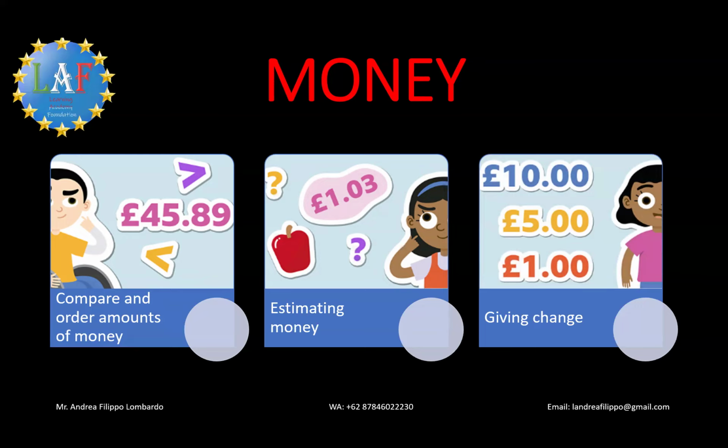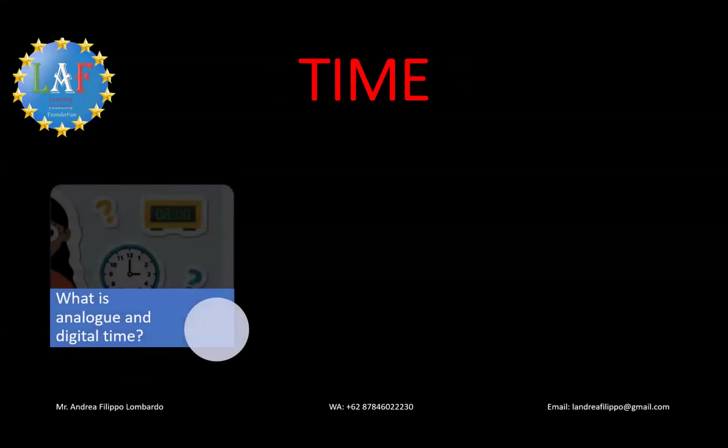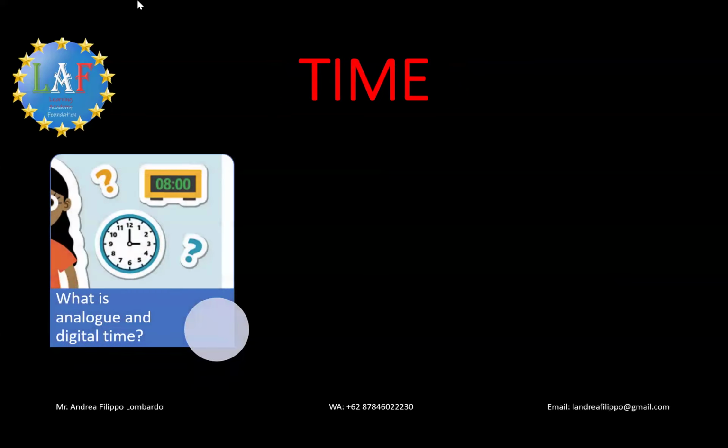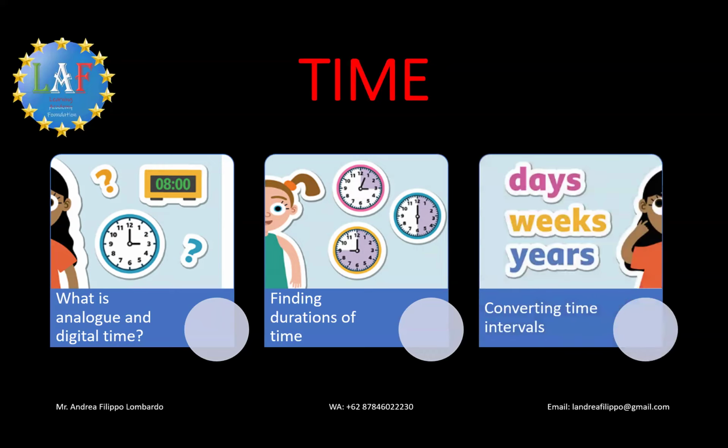The next and last section will be about time. Students will discover the difference between analog and digital and how they can convert between them. They will learn how to find the duration of events using analog and digital clocks. And finally, how to convert between different units of time.